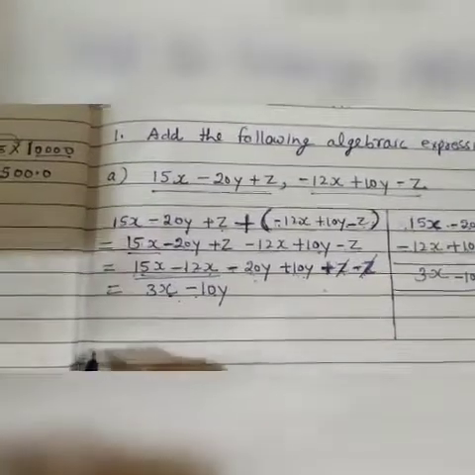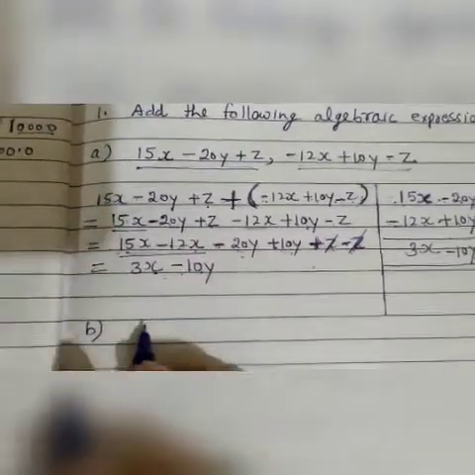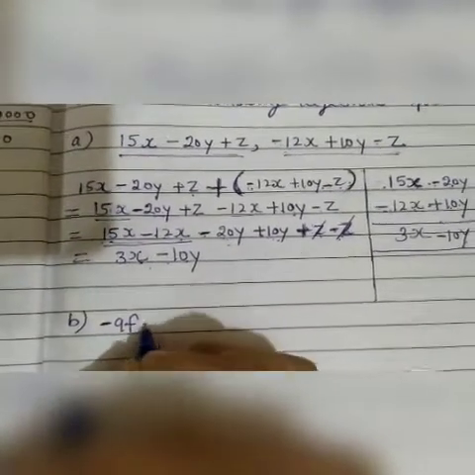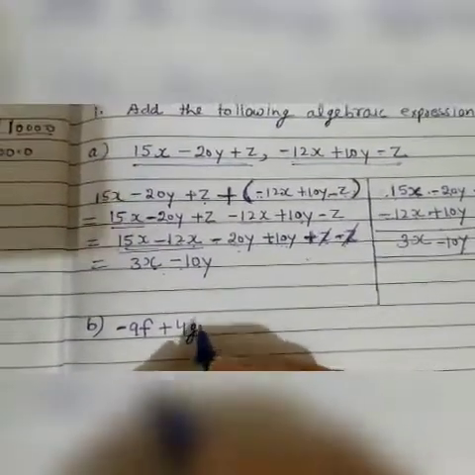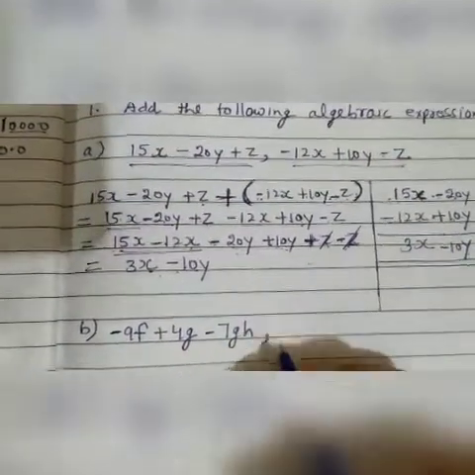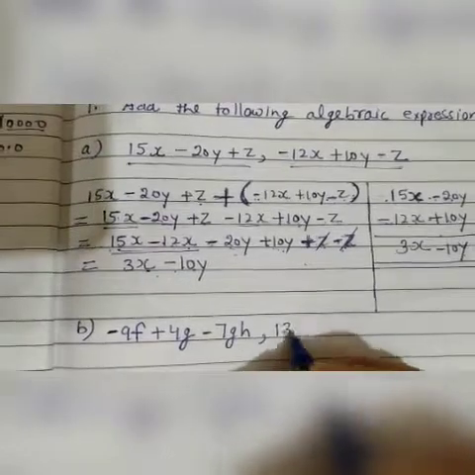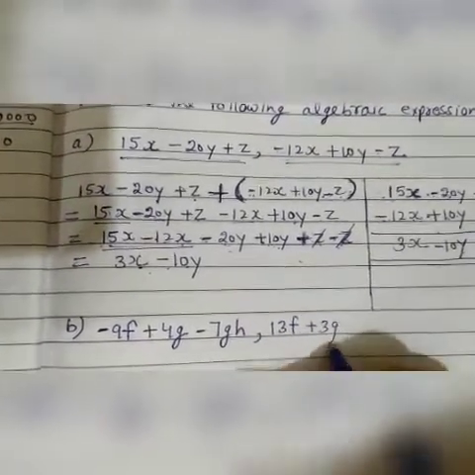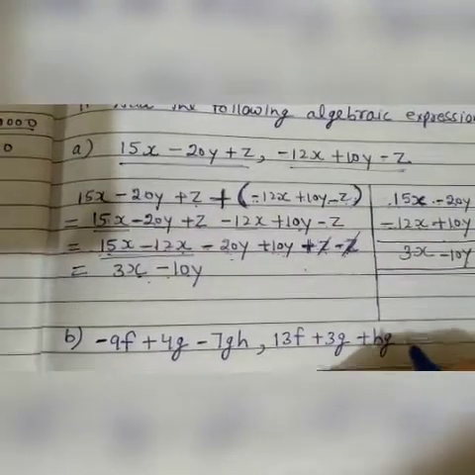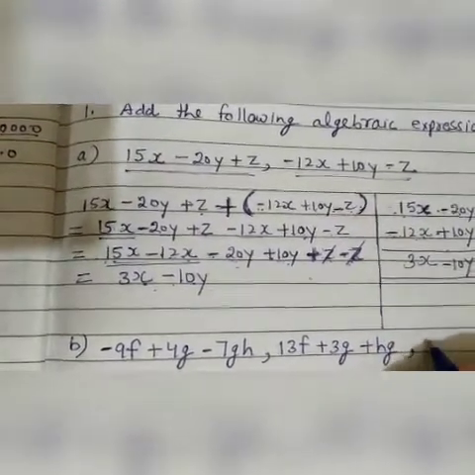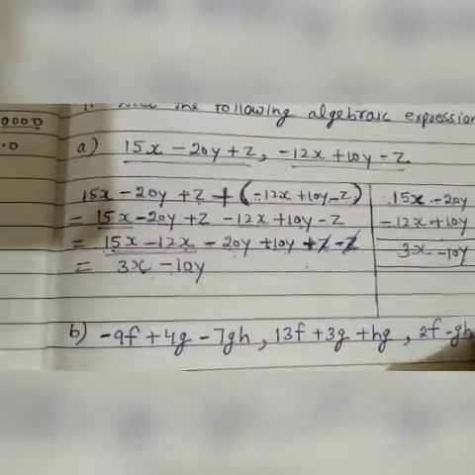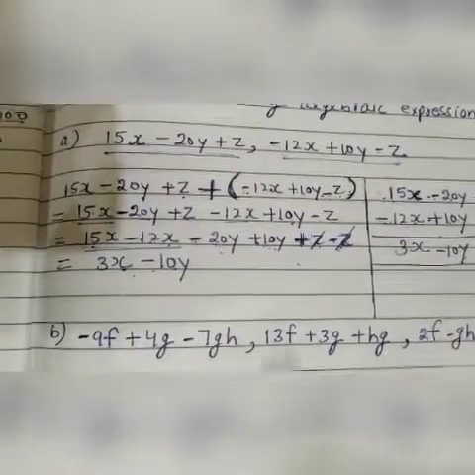Okay. Now come to its B part. Its B part is minus 9f plus 4g minus 7gh, 13f plus 3g plus hg, then again comma 2f minus gh plus 5g.